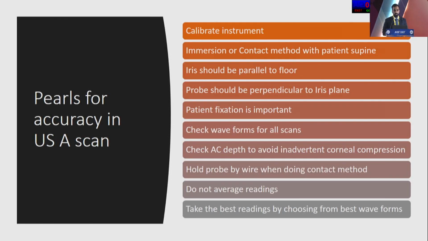So here are the pearls. Calibrate the instrument, use the immersion method, make sure the iris is parallel to the floor. The probe should be perpendicular to the iris plane. Ensure patient fixation, check all the waveforms, and hold the probe with the wire while doing the contact method, and do not take an average of all the readings.